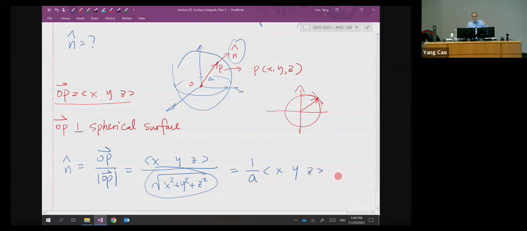Now, of course, we have mentioned that for any surface, you can have two directions of n hat, pointing outward in this case and pointing inward. So technically we can add a positive or negative in front of this vector. So we do have two directions of n hat. So now we got n hat.